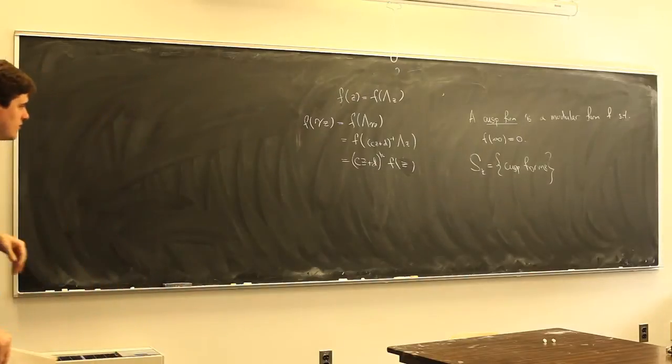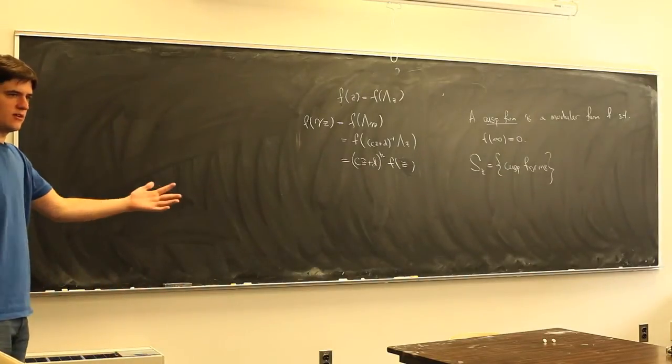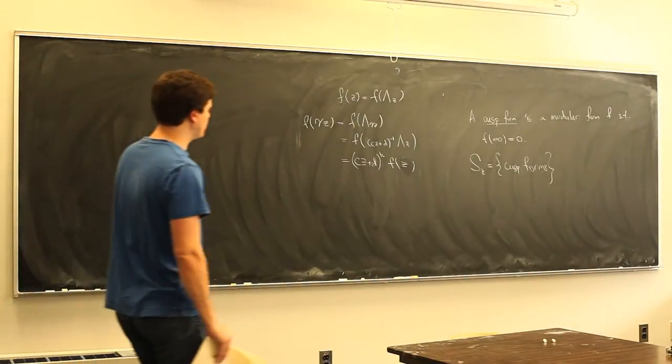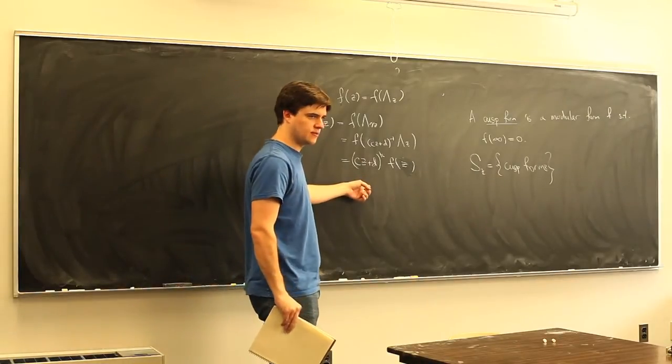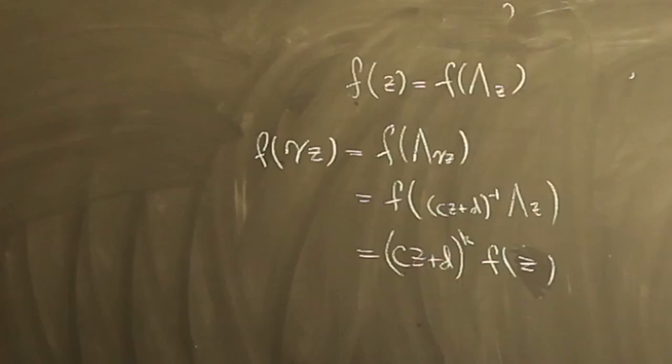So this is already two different ways that you can think about modular forms. They're kind of homogeneous functions on lattices, or they're functions on the upper half plane that transform like this. Are there any questions so far? Okay.